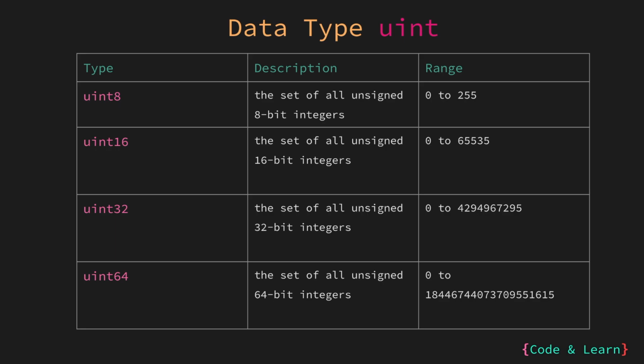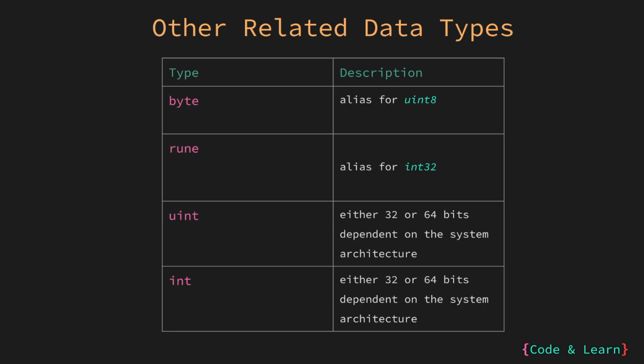By now you should get a hang of telling what an integer data type's size in memory is by looking at the name itself. Let us look at some other data types related to int and unsigned int. First up is the byte data type. Byte is an alias for unsigned int 8, which makes sense since 8 bits of memory constitute 1 byte. The byte data type is usually used to represent raw data.